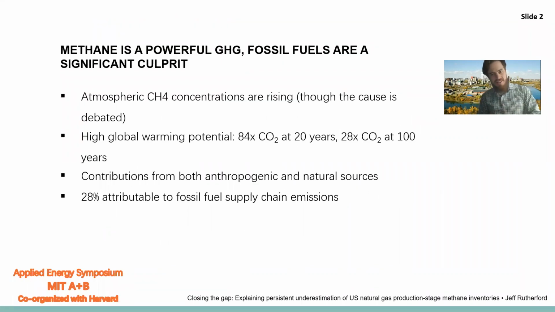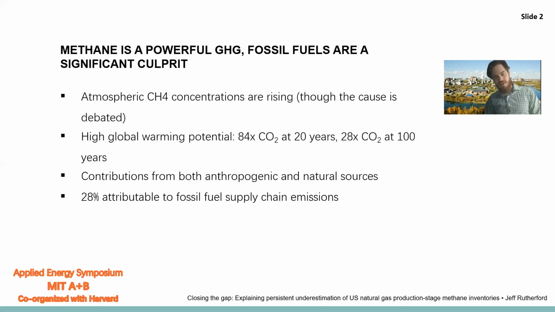Our motivation in this session is all the same. We are concerned about methane as it relates to climate change. Atmospheric methane concentrations are rising, and this is a concern based upon the high global warming potential of methane relative to CO2. Contributions of methane into the atmosphere are from both anthropogenic and natural sources. And according to the US EPA's greenhouse gas inventory, 28% of these total methane emissions are attributable to the fossil fuel supply chain from unintentional leaks and intentional events.